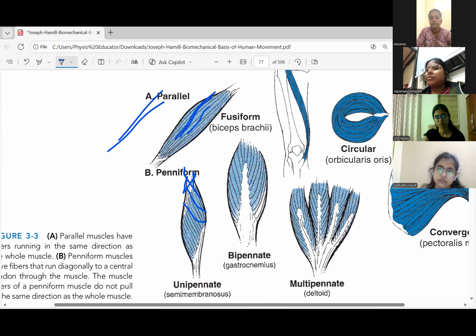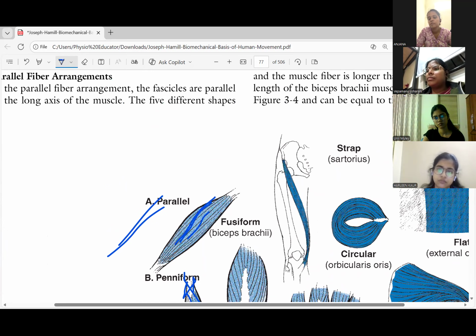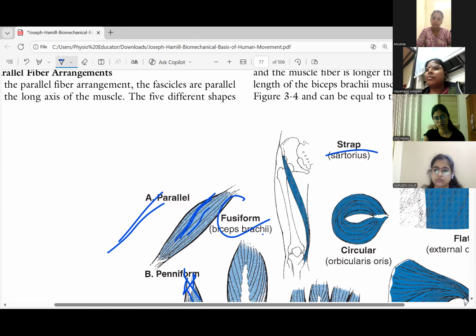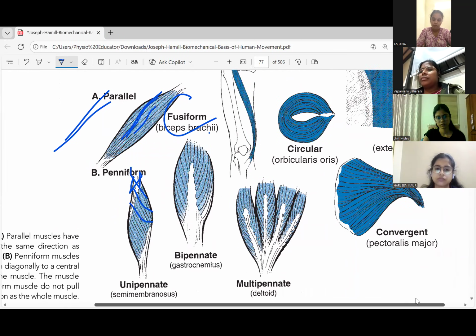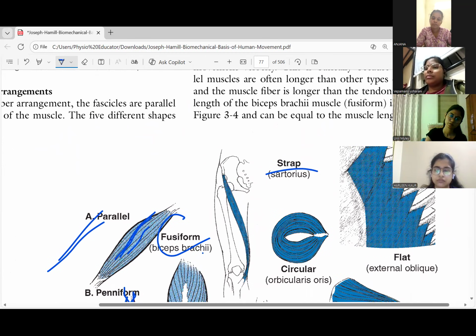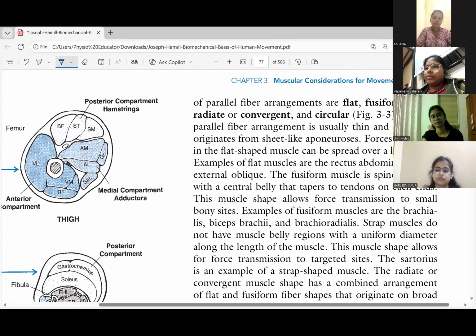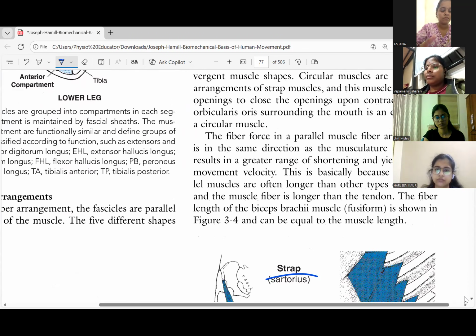Parallel has various types, guys. It has 5 different types: flat, fusiform, strap, radiate or convergent, and circular. So there are basically 5 types of muscle fibers, guys. One by one we will see. So the first one, flat muscle fiber.